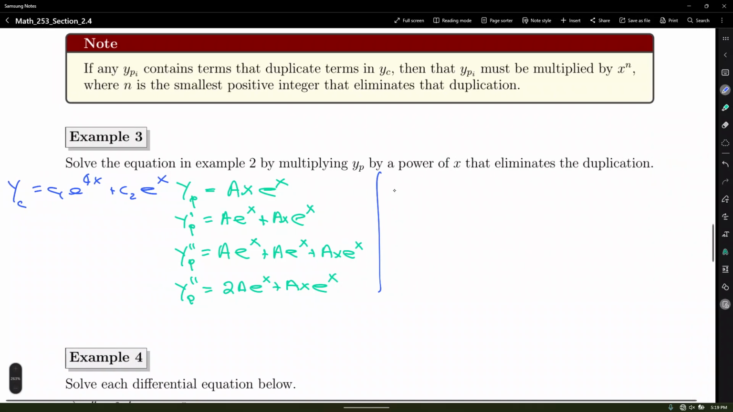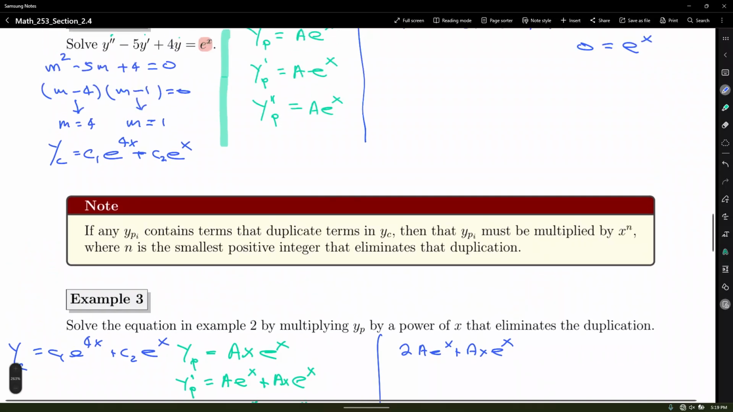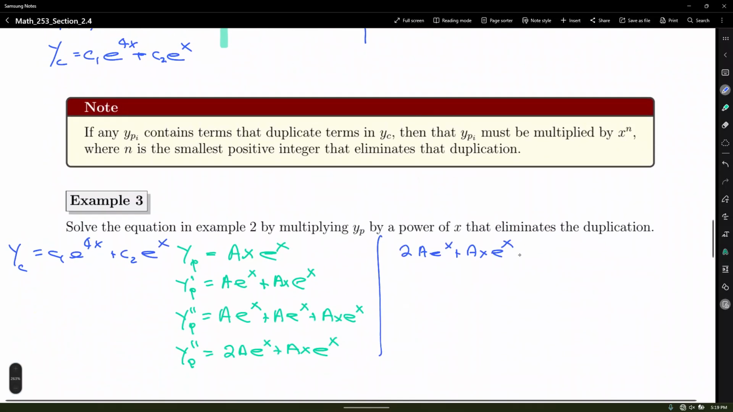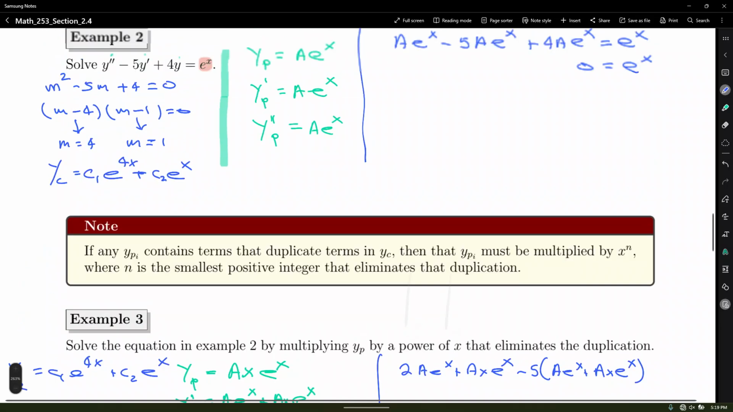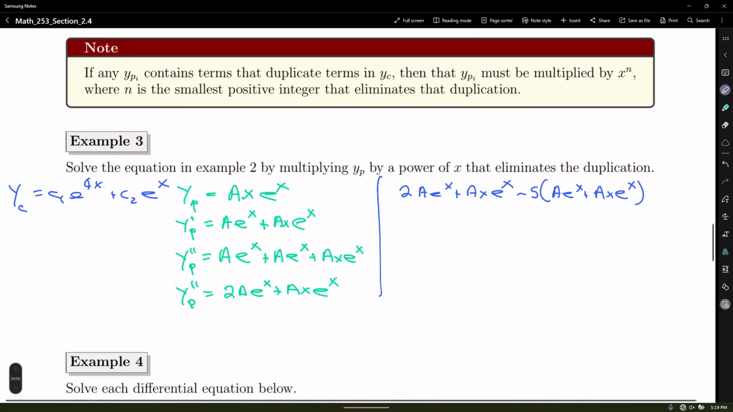Now we're going to substitute all of this into the differential equation. So 2ae^x plus axe^x. That's the second derivative, right? And then what's next? Minus 5, okay? Minus 5 times the first derivative, which is ae^x plus axe^x. And what else? Plus 4 times y, that is plus 4axe^x, and let that be equal to e^x.